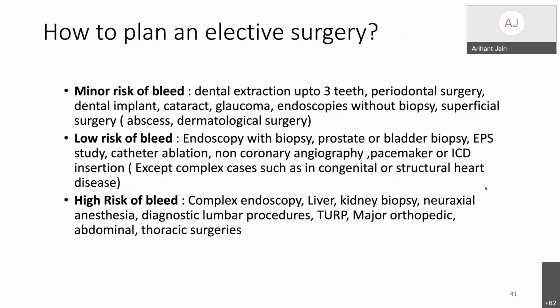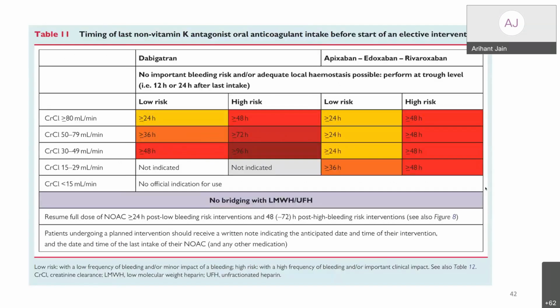Whenever you have to plan an elective surgery, you have to first see whether it is a minor risk of bleeding surgery, low risk of bleeding surgery, or a high risk of bleeding surgery. Depending upon that, if it is a low risk surgery, you will hold the Dabigatran 24 hours before, and for a high risk surgery, you will hold it 48 hours before.